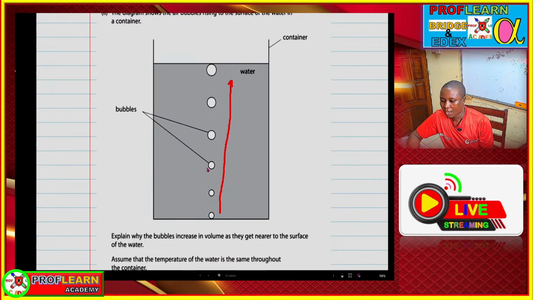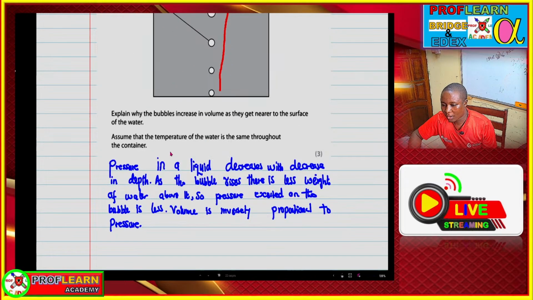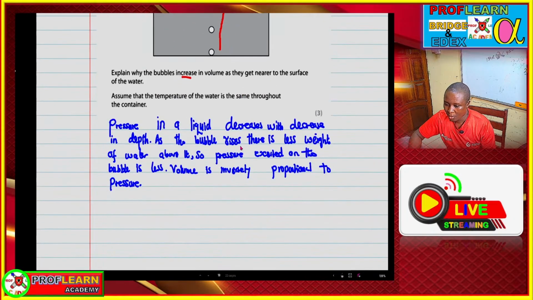In the process, since pressure is going to be less for the bubble, the size of the bubble is going to increase as it's rising. So you are supposed to assume temperature was constant and explain why the bubble increases volume as it gets to the surface. We're going to say pressure in a liquid decreases with decrease in depth. As the bubble rises, there's less weight above it, so the pressure exerted on the bubble is less. And remember, volume is inversely proportional to pressure.